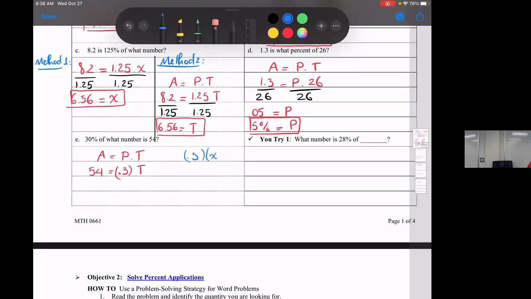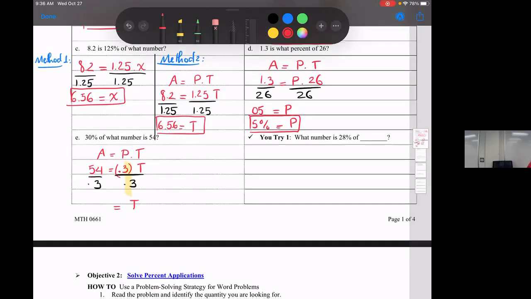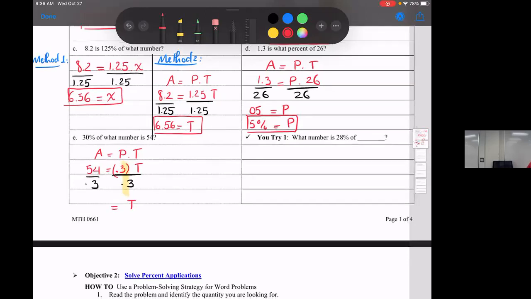And I'm going to put X because it's what number? The number I'm going to call X. "Is" means equal, and 54. See, it's the same, right? Divide both sides by 0.3. T equals, what did you get? 180. Right, thank you.